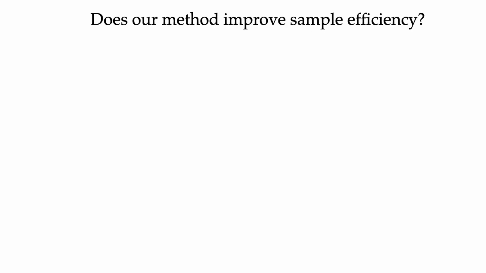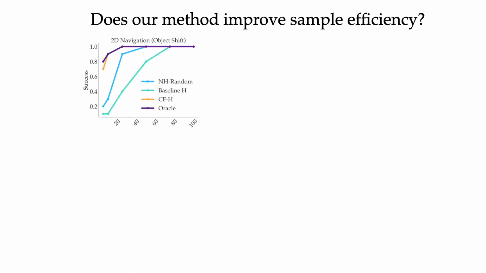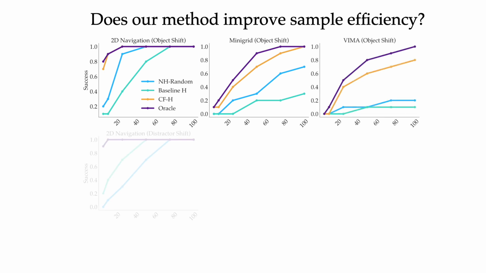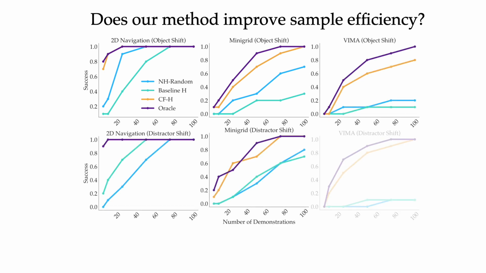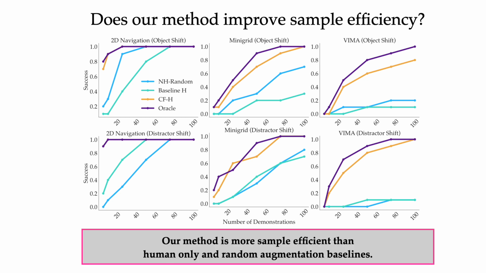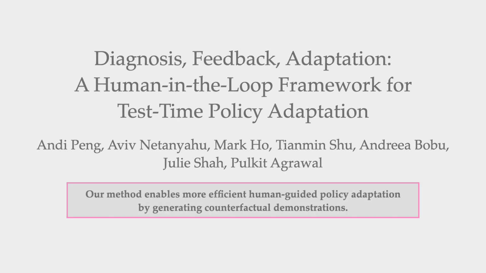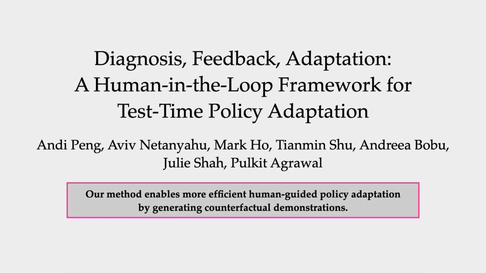We next ask, does our method improve sample efficiency? As highlighted, our method, in orange, significantly outperforms our random-only and human-only baselines, improving the quality of performance of policy with the same number of demonstrations. In conclusion, our method enables more efficient human-guided policy adaptation by generating counterfactual demonstrations.